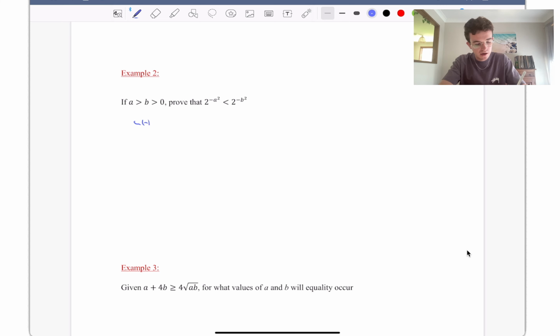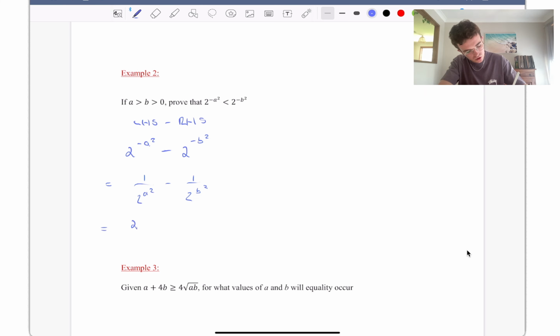So the left-hand side minus the right-hand side is going to be 2 to the minus a squared minus 2 to the power of minus b squared, which is 1 on 2 to the a squared minus 1 on 2 to the b squared, which, if we made a common denominator, is 2 to the power of b squared minus 2 to the power of a squared on 2 to the power of a squared b squared.